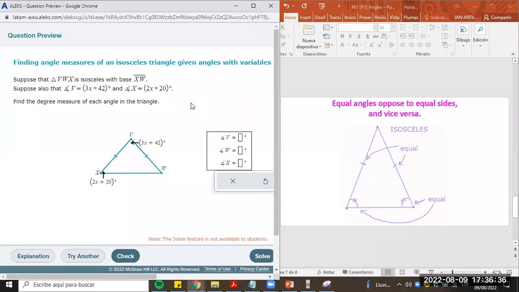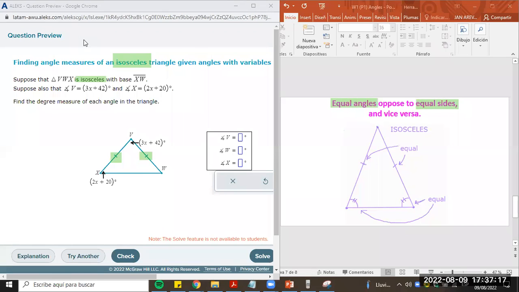Hello again. This is finding angle measures of an isosceles triangle given angles with variables. For solving this one, we know that this is an isosceles triangle, not because of the name of the problem, but because in the sentence it also says that it is isosceles. And in the drawing, we can see that these two sides are the same because of that notation. And the property is that equal sides, equal angles oppose equal sides and vice versa.